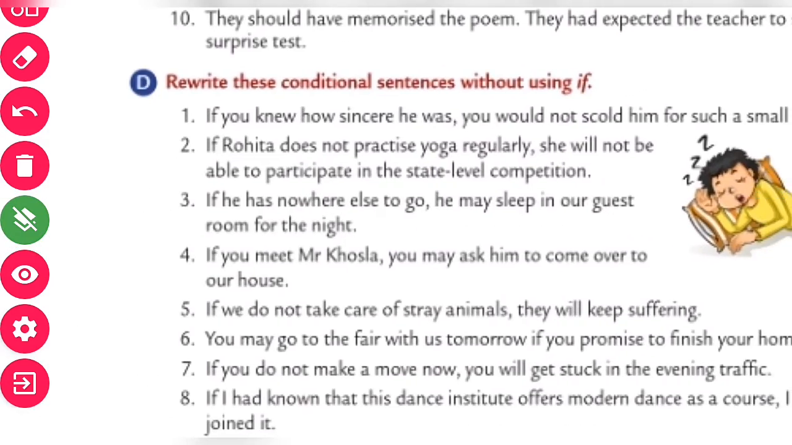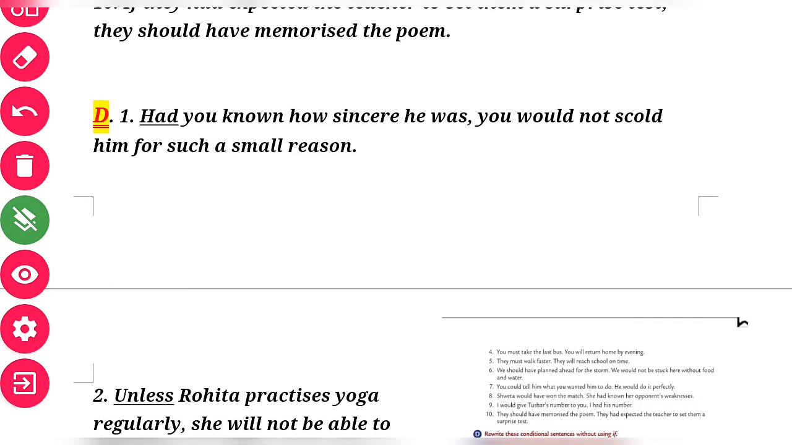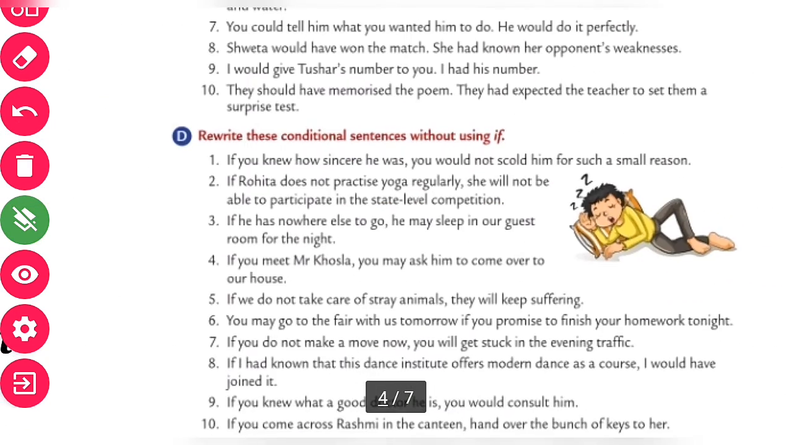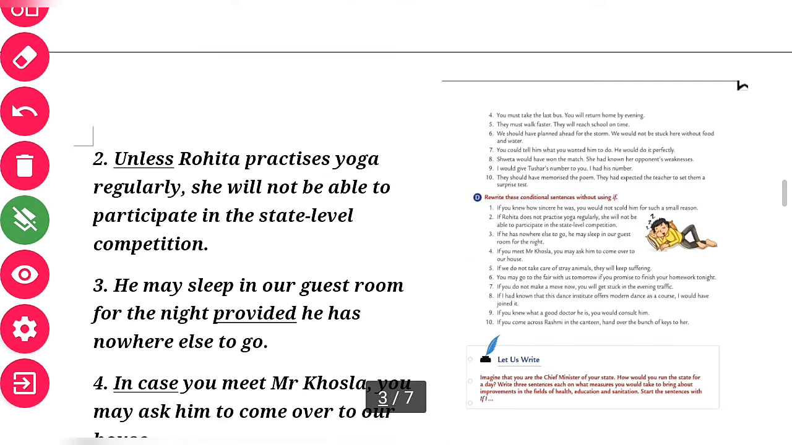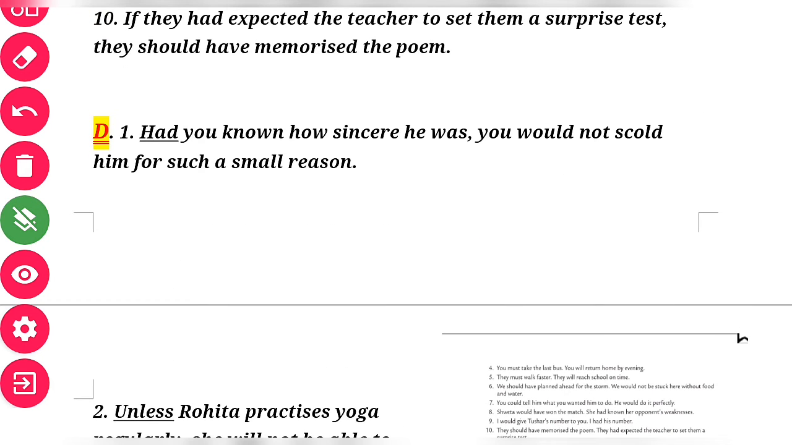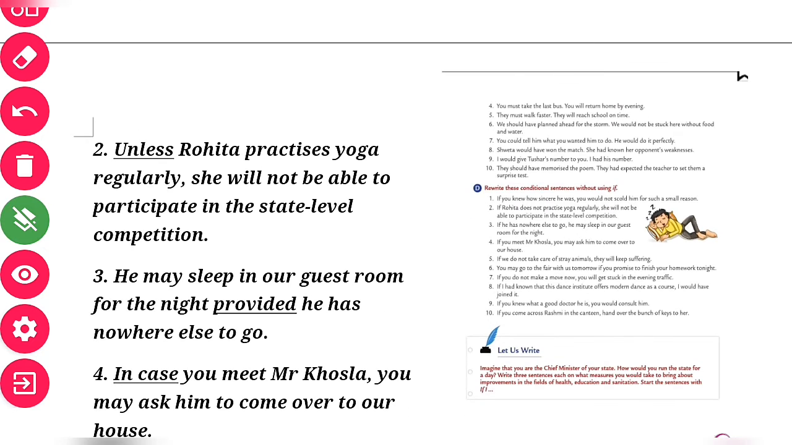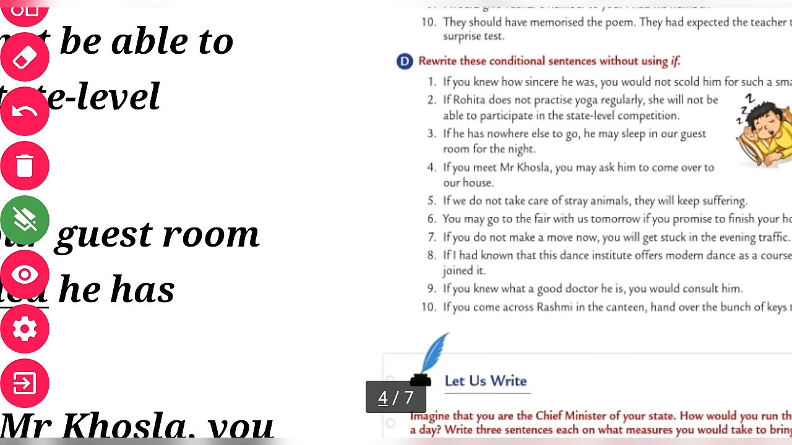Rewrite these sentences without using if. The same we have just now discussed. The first one given is, if you knew how sincere he was, you would not scold him for such a small reason. Okay, see. First of all, had you known how sincere he was, you would not scold him for such a small reason. Unless Rohita practices yoga regularly, she will not be able to participate in the state level competition. Like that, all the if clauses are given here.